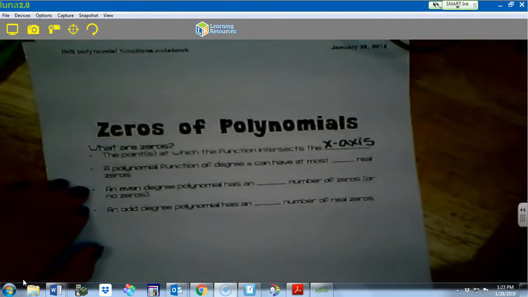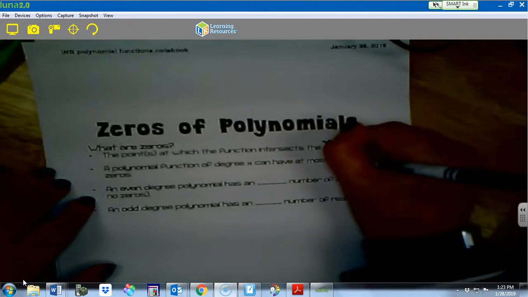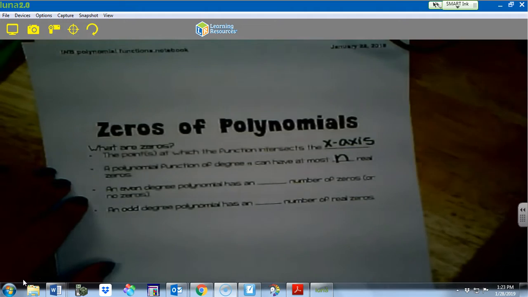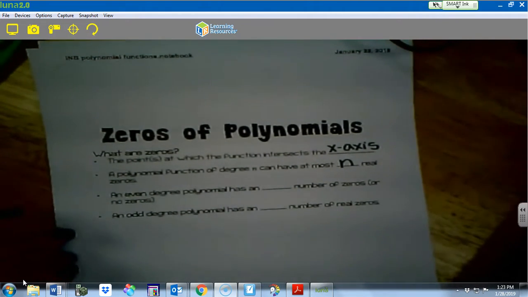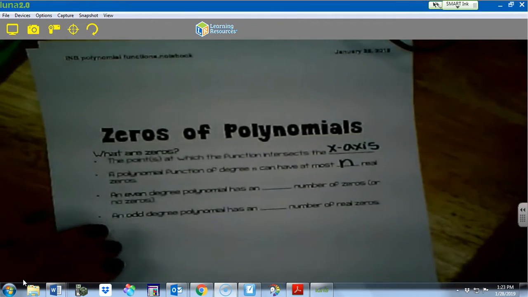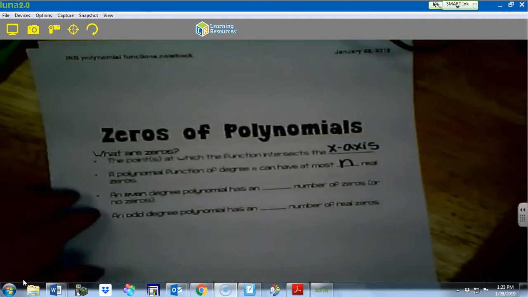A polynomial function of degree n can have at most n real zeros. So if a function is of degree 7, that means that we can have 7 zeros, or 7 different places where the graph will cross the x-axis. Will it always be 7? Not necessarily. We're going to take a look at when that is not true.